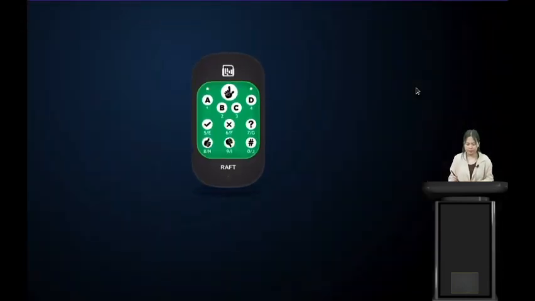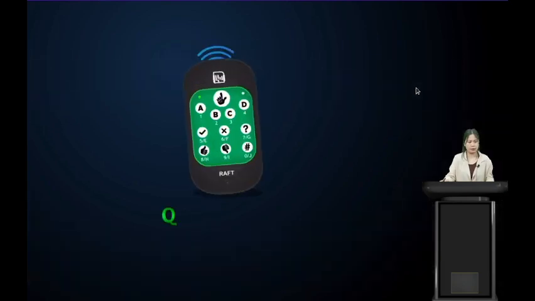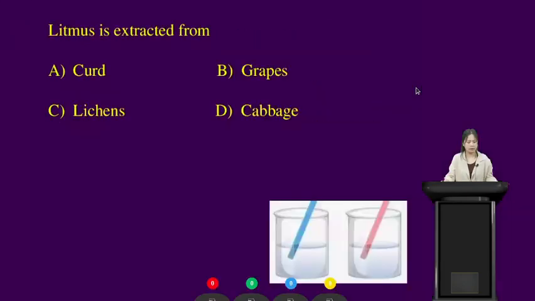Alright students, we have another question. Please get your rough devices ready. The question is, litmus is extracted from, and we have four options. I'm giving you 15 seconds to respond to this question. Your time starts now.